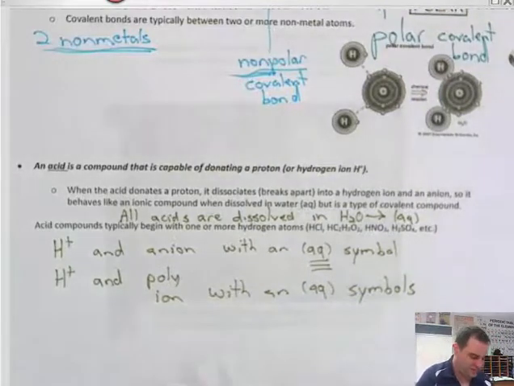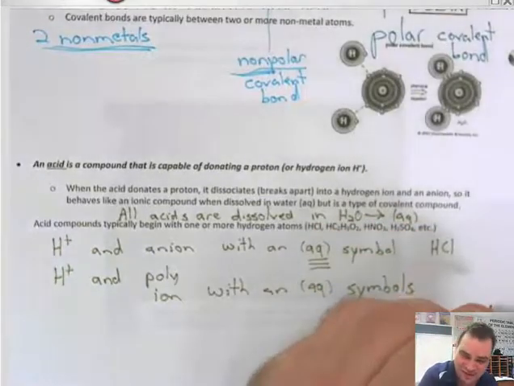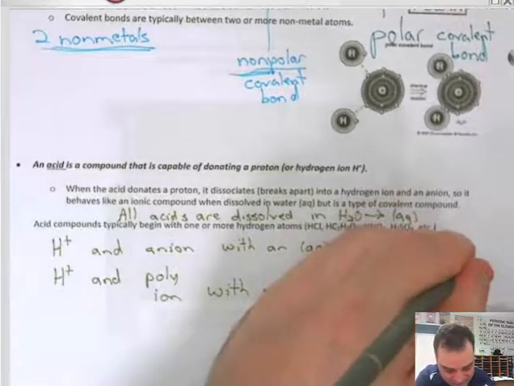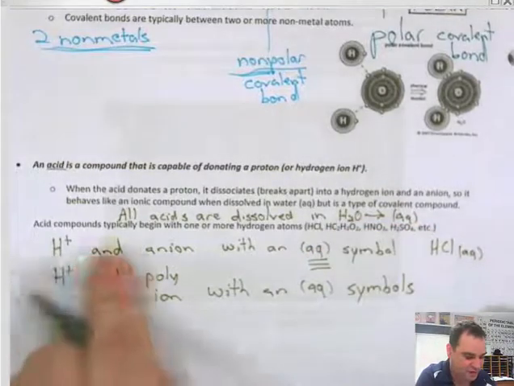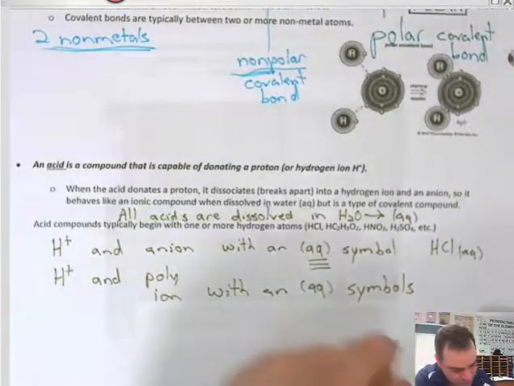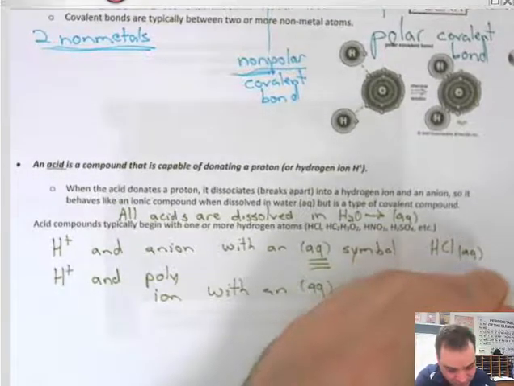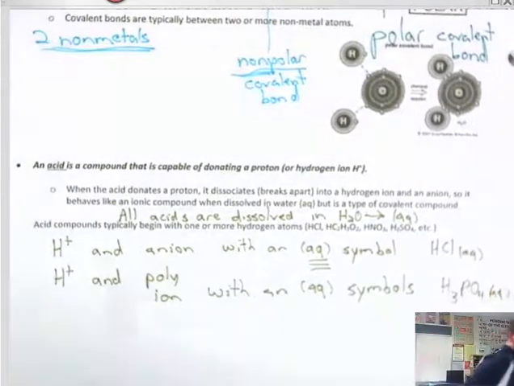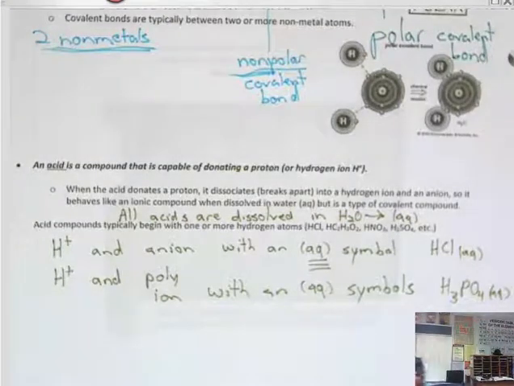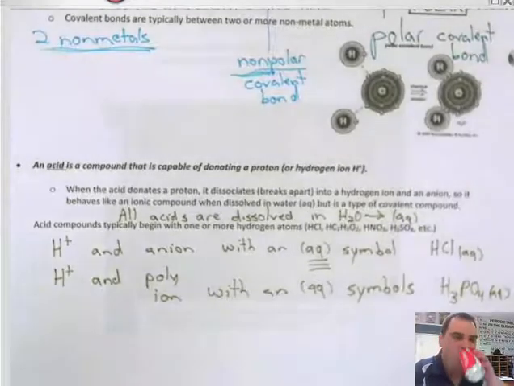So examples of acids: HCl, which is in your stomach, by the way. It's gastric acid, also called hydrochloric acid. That would be an example of H plus and an anion. Or you can have ones with polyatomic ions like H3PO4, which is my personal favorite, phosphoric acid. That's in soda. I drink a lot of phosphoric acid in my life.